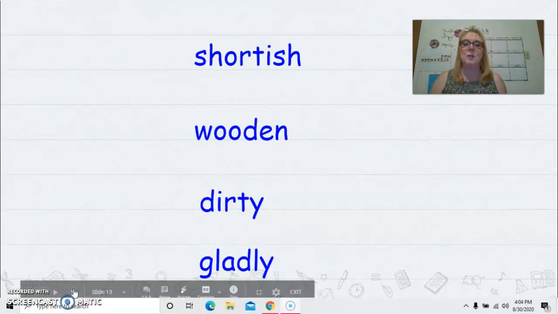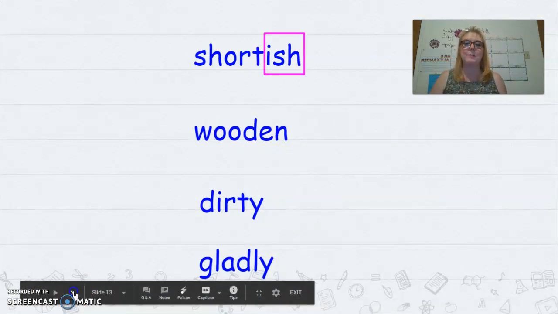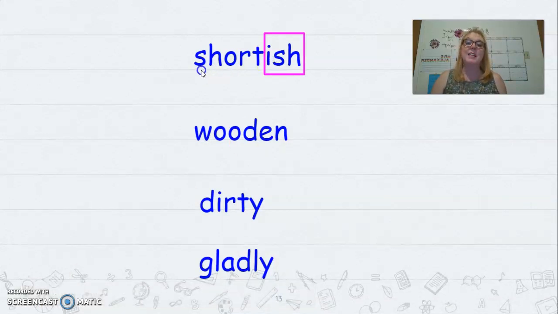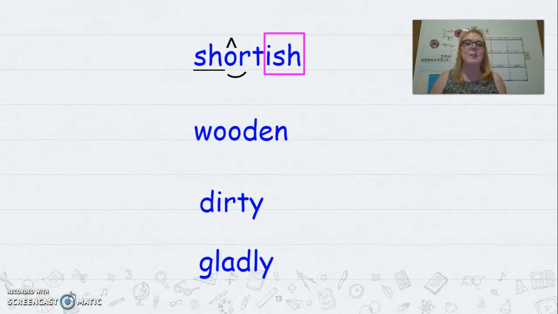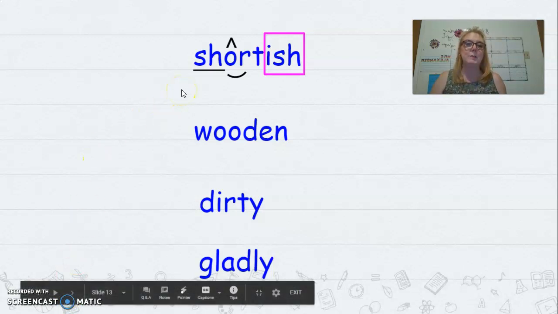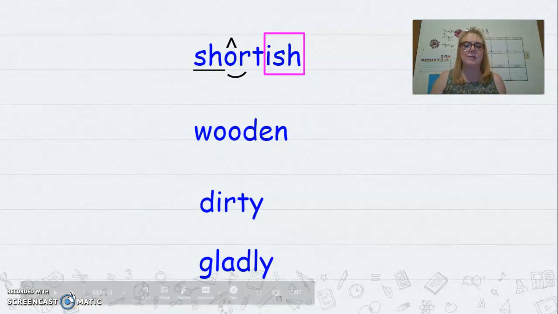Okay, let's take a look at some more words. What is the suffix in this first word? Right, it's ISH. Tell me, what do you notice about this word? First thing I notice is that SH, and that SH is a consonant cluster, so we'll underline that. Next thing I notice, what kind of a syllable is it? Did you say a vowel R syllable? Good job. Now, read this word. Read it with me. Shortish. Good job.